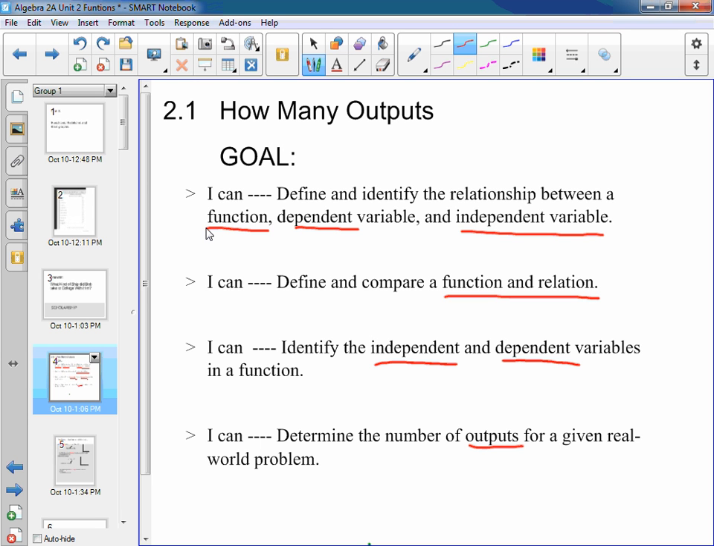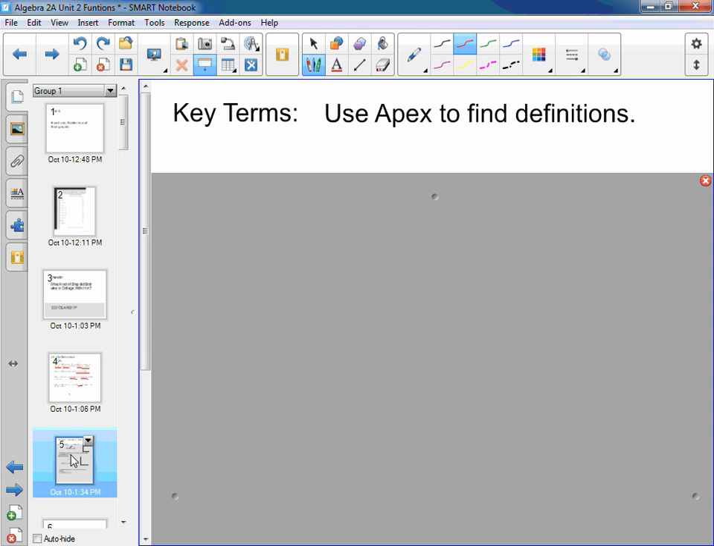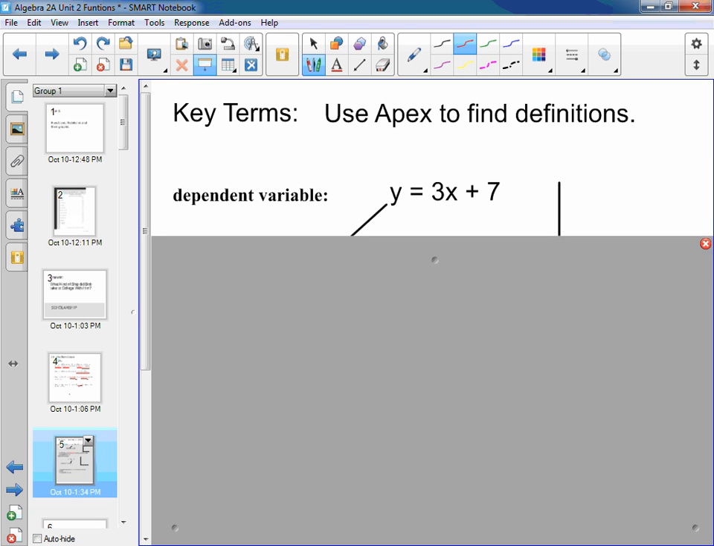All right, let's get started. If you want to come see me, I have a handout that fits these notes. Otherwise, you can take your own. You can use Apex to find these definitions also.